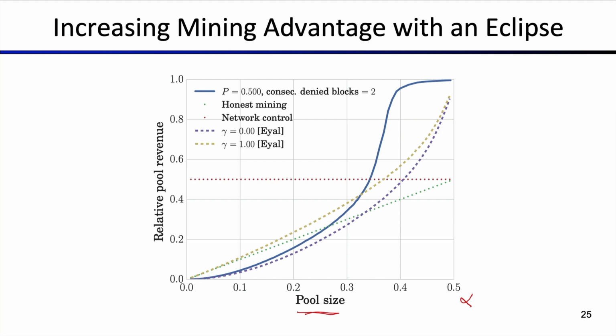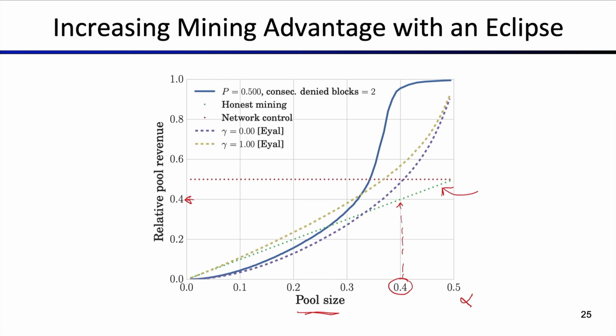Let's look just at honest mining at the very beginning. Honest mining is this green line. This is the best case scenario: nobody is malicious, everybody follows the honest protocol. You can read the chart as follows: you go up here, 40% of the hash rate, well then I get 40% of the revenue. Sounds fair, right? It's a linear relationship.